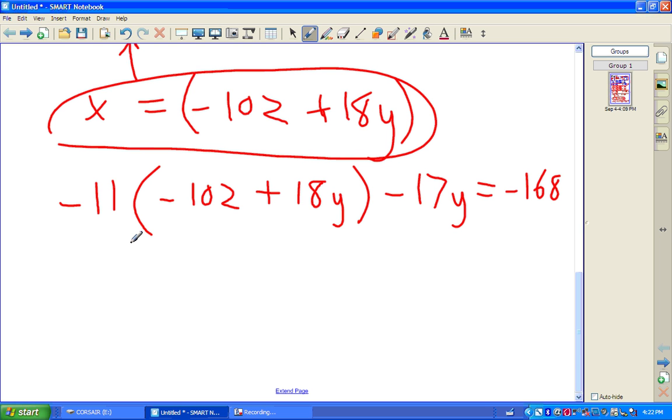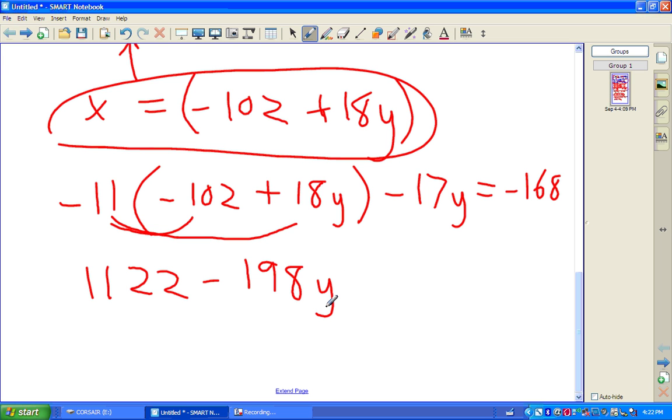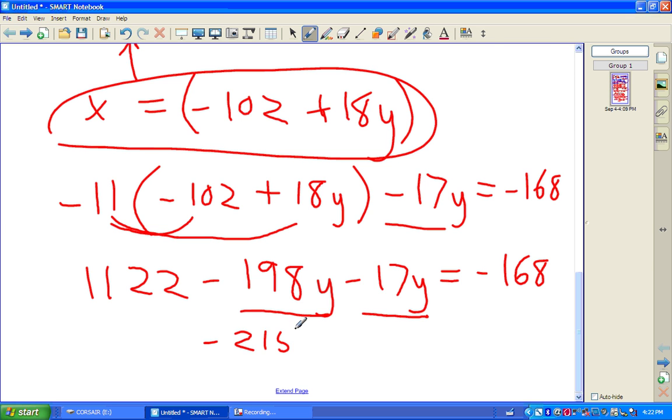Okay, minus 11 times minus 102 gives me, I think, an 1122. And of course, we're using a calculator for that. Okay, that's what these two gave me. Now, minus 11 and 18 gives me a minus 198y. But I've still got this minus 17y out here equals minus 168. Okay, combine like terms, 198 minus 17, I believe that gives me a minus 215 times y.